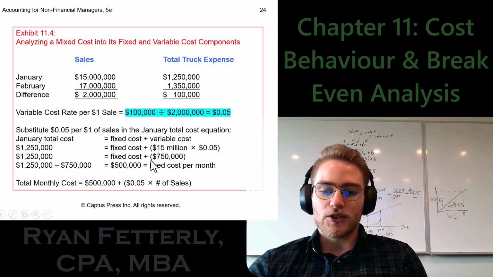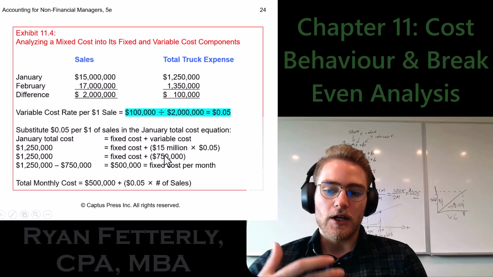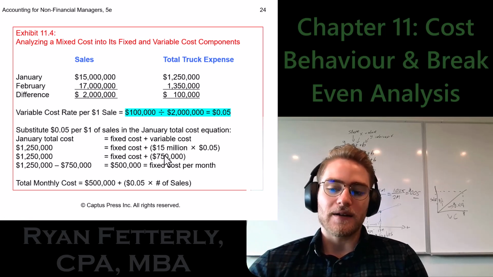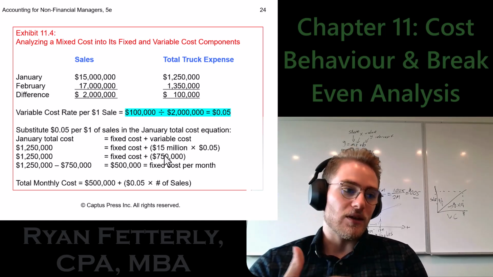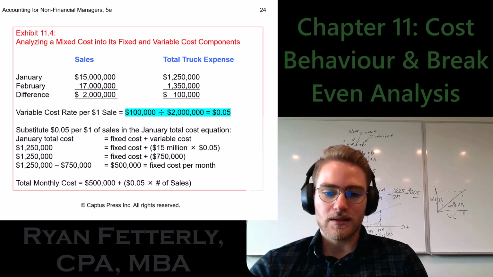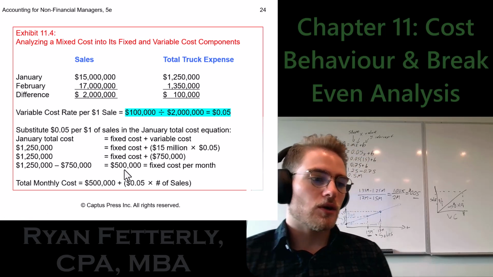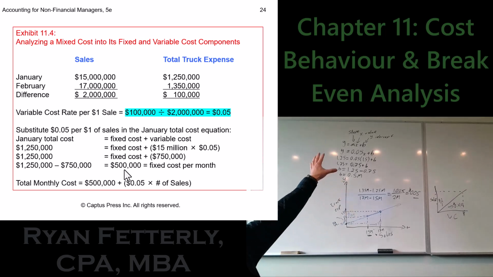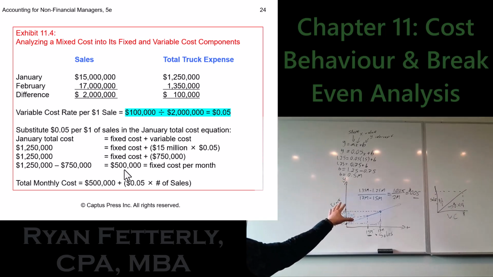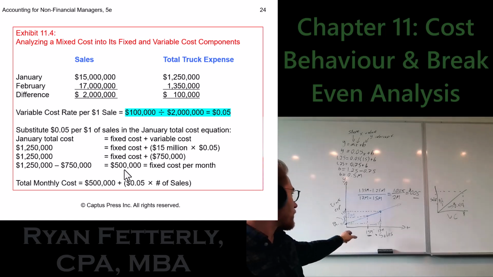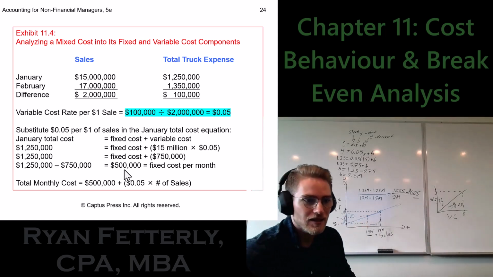plus the $750,000, which is the variable cost. I know my variable cost is 5 cents per dollar I spend, which comes out to $750,000 in variable costs on $15 million in sales. So when I move that over to the other side of the equation, going 1.25 minus the 750,000 gives me the $500,000 in fixed costs. So this is the mathematical approach if you're familiar with algebra, and this is how we do the calculations with the lines.